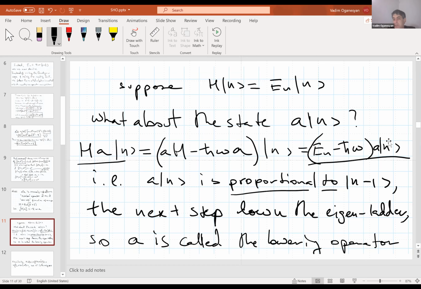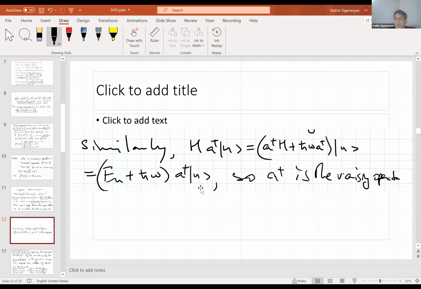In fact, in reality, not normalized correctly. We'll tackle that next, but it's proportional to an eigenstate whose eigenvalue is different. So it's a different eigenstate. That's why A is called a lowering operator, because it takes you down the ladder of eigenstates. So you can see that A times eigenvector n is along the eigenvector n minus 1 in this filtered space. You go through the same math, you convince yourself that A dagger n takes you up a state. So it's a raising operator.